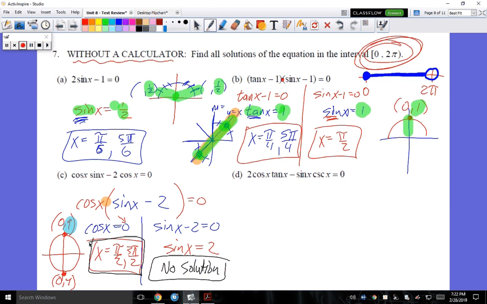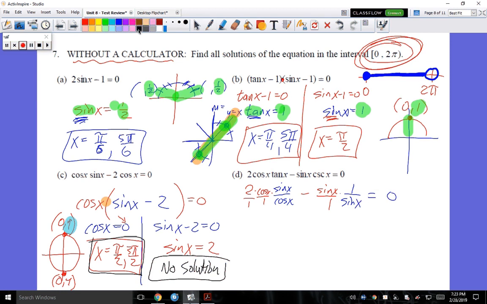D, we're going to do another possible GCF as far as what you see. But first, let's go ahead and see what any of this can simplify to. I'm going to change tangent to sine over cosine. And then I have 2 cosine, which is 2 times cosine. And then there's multiplication. These are over understood ones. And now we're going to subtract sine of x over an understood 1. And then cosecant is 1 over sine. All of this is equal to 0.